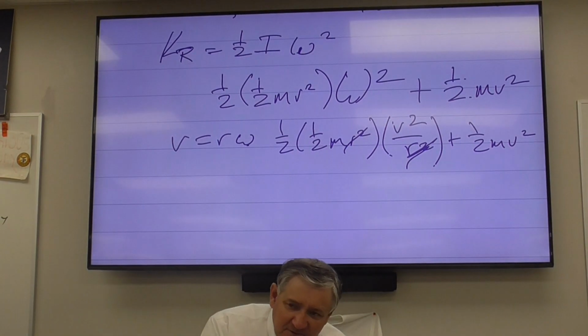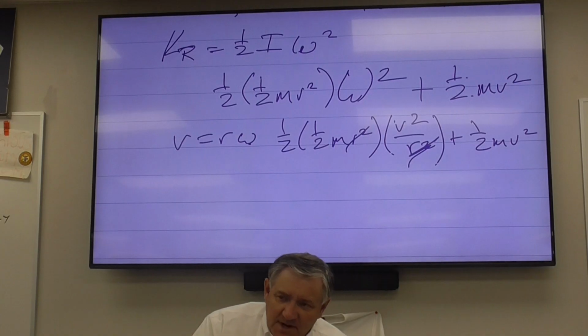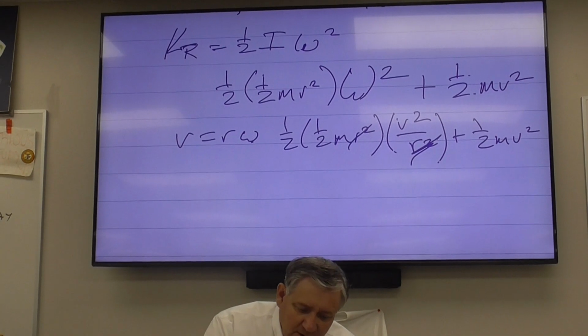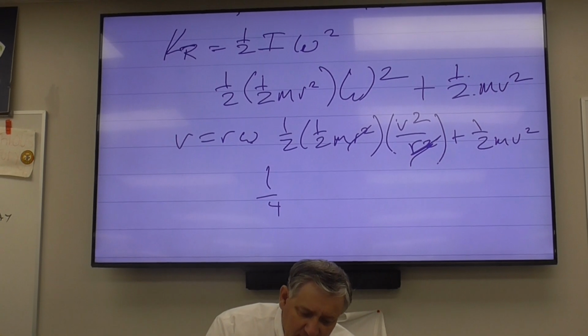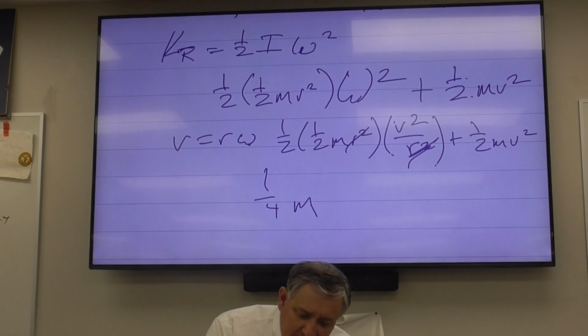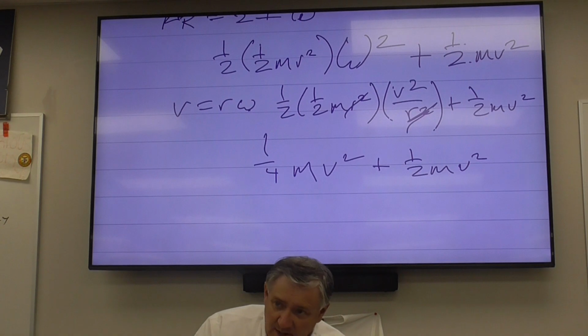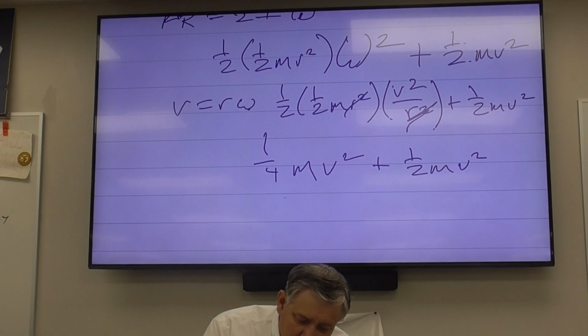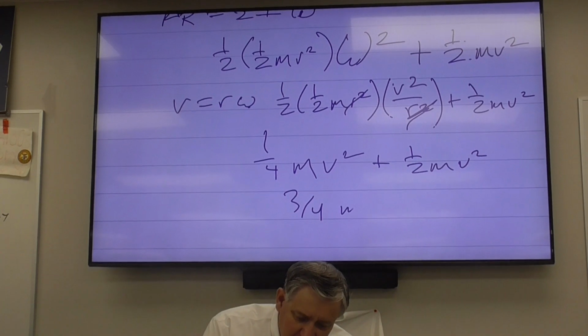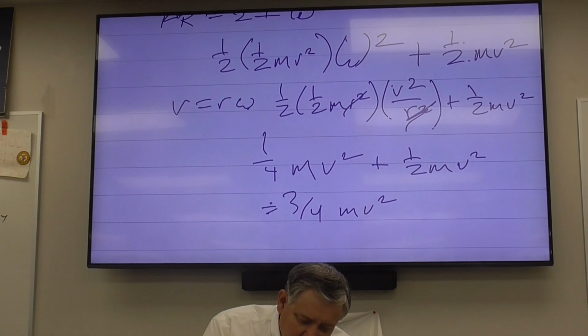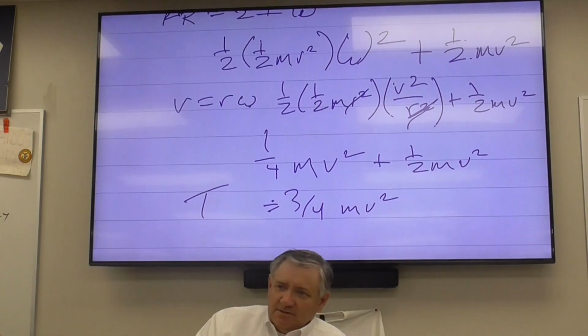Now, let's do a little algebra. 1/2 times 1/2 gets me 1/4. So I have 1/4 MV squared plus 1/2 MV squared, which gives me a total of 3/4 MV squared equals my total amount of energy.